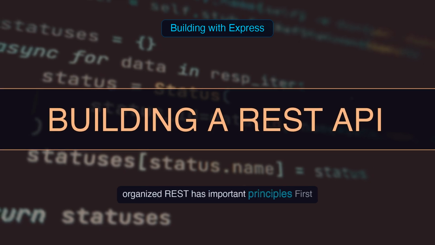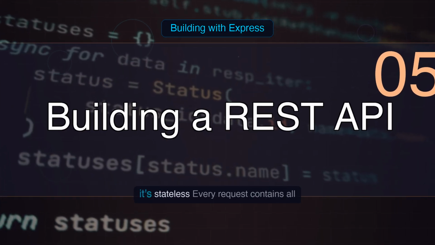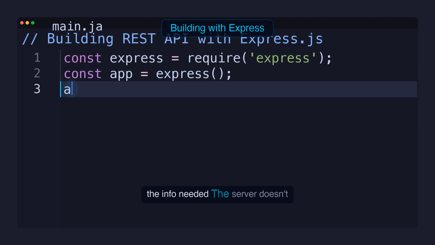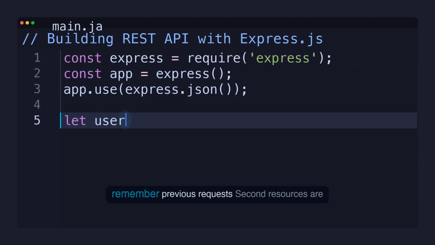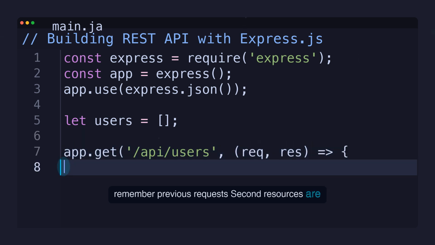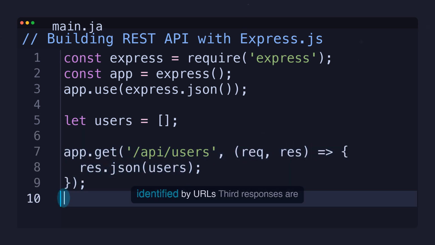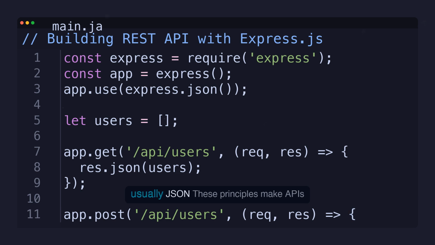REST has important principles. First, it's stateless. Every request contains all the info needed. The server doesn't remember previous requests. Second, resources are identified by URLs. Third, responses are usually JSON. These principles make APIs scalable and predictable.